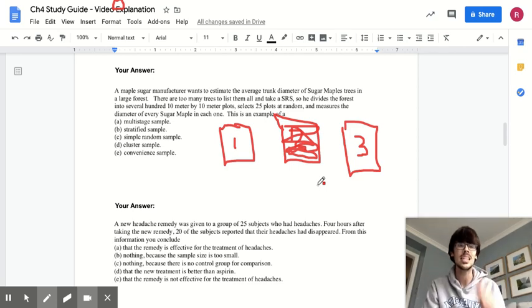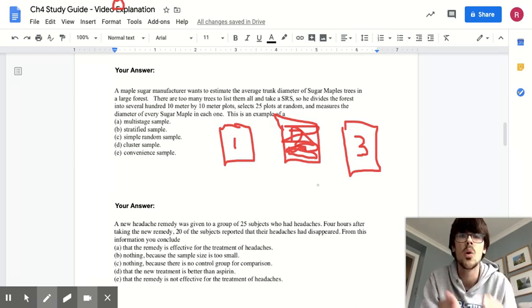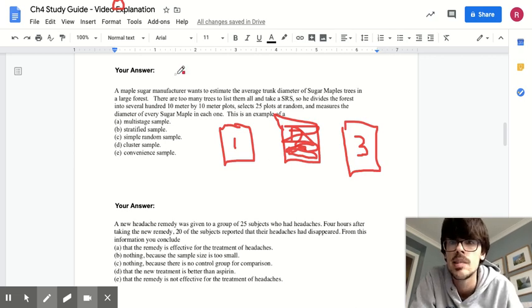Cluster samples are often easier to do when you have big groups in nature or in public, where you couldn't run all over the place as easily. So this is definitely a cluster sample for number 2.